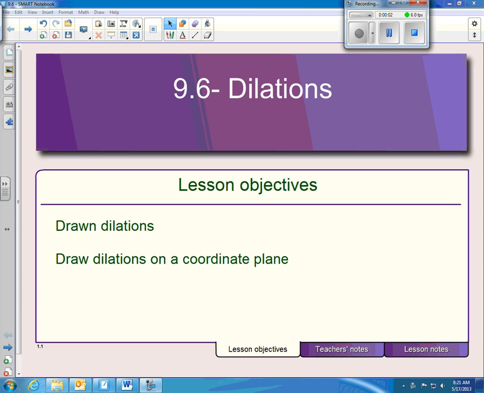Hey there, guys. Last section, chapter 9, section 6 on dilations. Our objectives are to draw dilations and draw dilations on a coordinate plane. We're really going to focus on drawing the dilations on a coordinate plane.